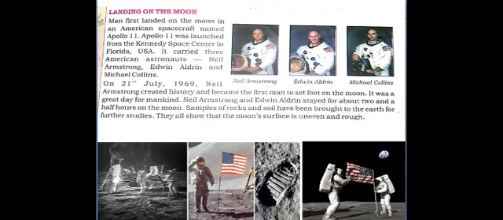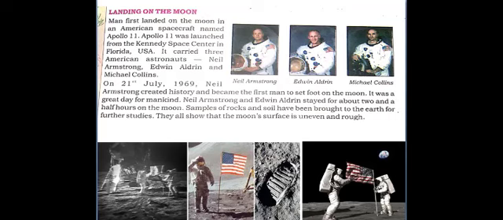Next, landing on the moon. Man first landed on the moon in an American spacecraft named Apollo 11. Apollo 11 was the first spacecraft to carry man from our Earth to the moon. It was launched from the Kennedy Space Center in Florida, USA. It carried 3 American astronauts, Neil Armstrong, Edwin Aldrin and Michael Collins. You must remember the names of the 3 astronauts who were in the spacecraft.